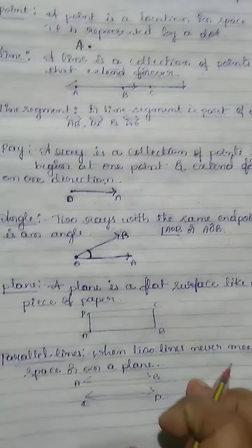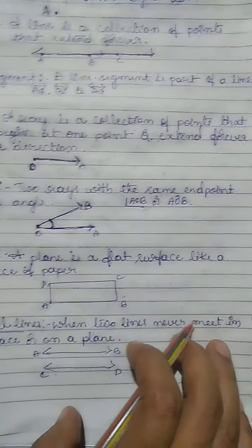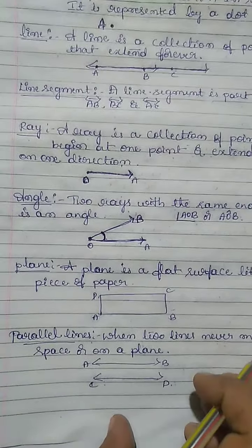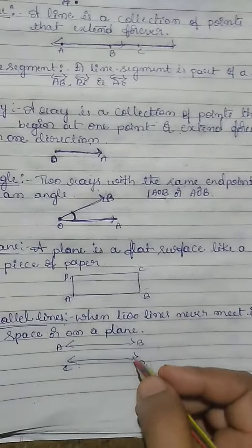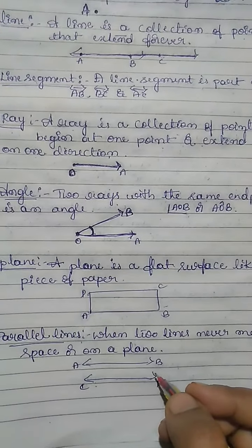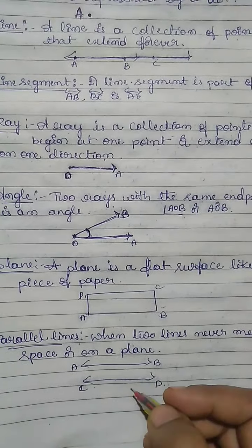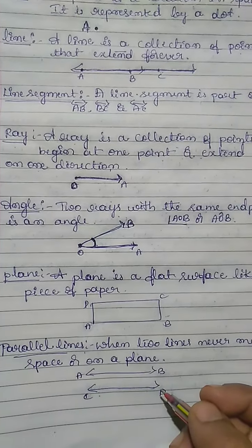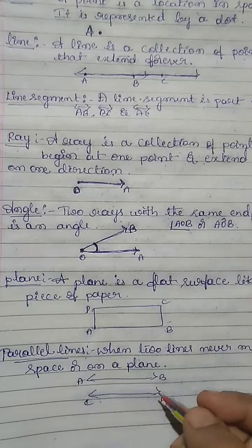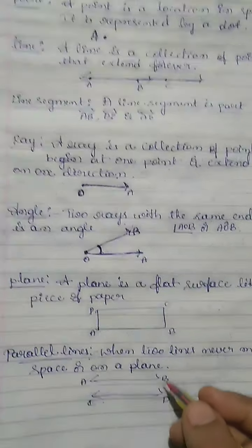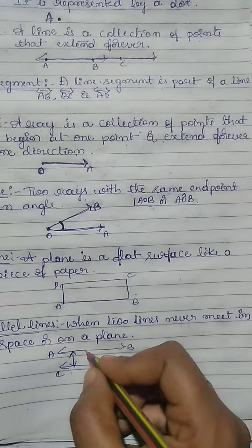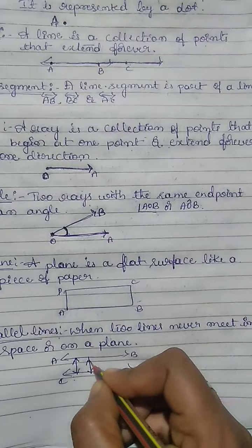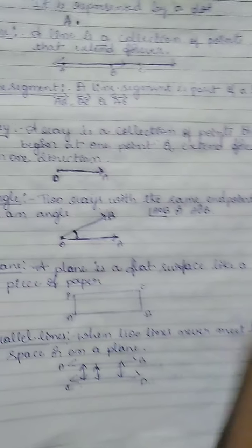Next, parallel lines. Two lines that never meet in space or on a plane. See, these two are parallel lines. These two lines don't intersect each other. It's just like a railway track. Understood? There is no point of intersection. One more thing to keep in mind is that there is a constant distance between these two lines. It's called parallel lines.